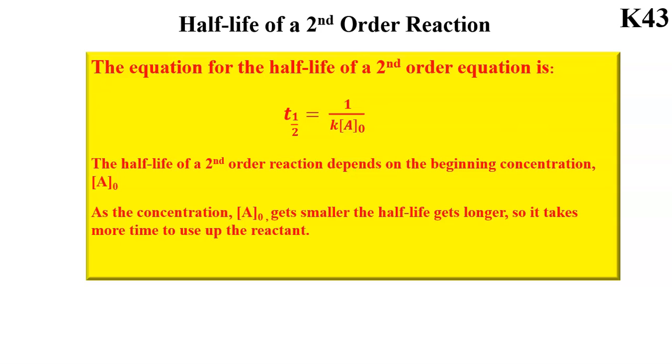Okay, so the half-life is 1 over the rate constant times the initial concentration of the reaction. The half-life of a second order reaction depends on the beginning concentration A0. As the concentration A0 gets smaller, the half-life gets longer. So it takes more time to use up the reactant. So in this case, the half-life is wherever the reaction is at a particular moment in time. And we'll do some problems and you'll see some examples of this.